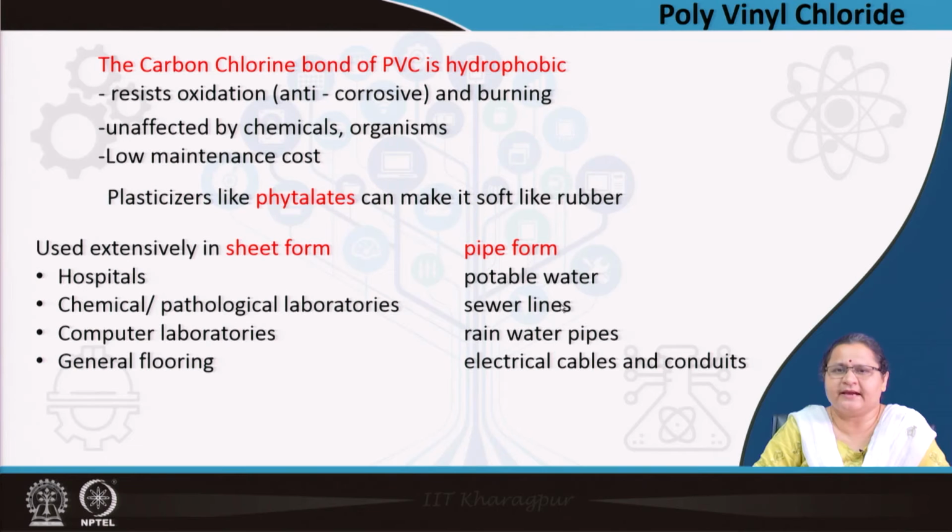Potable water can be carried through PVC pipes because metal pipes, in the long term, can make the water polluted. Sewer lines, as I told you, it is not scouring the lines. Rainwater pipes, electrical cables and conduits, we find maximum application of polyvinyl chloride.